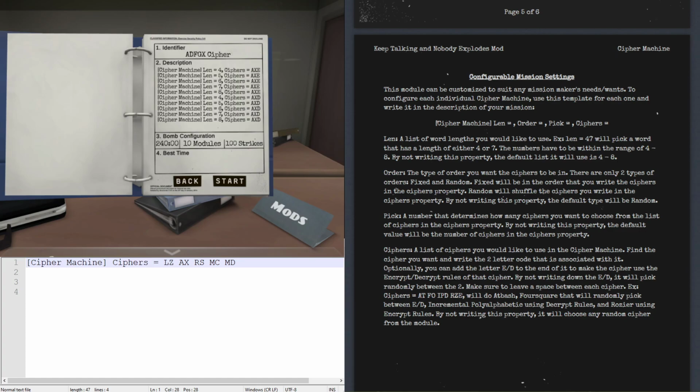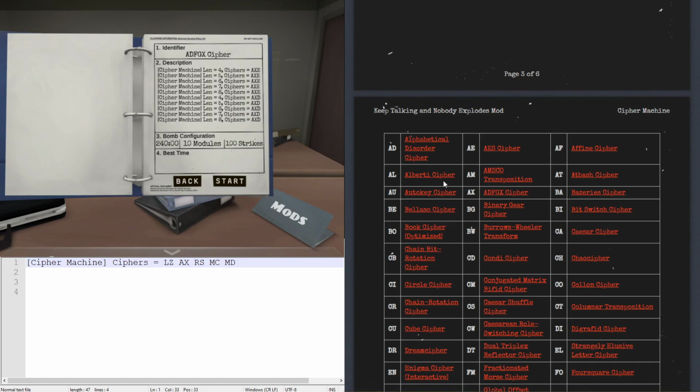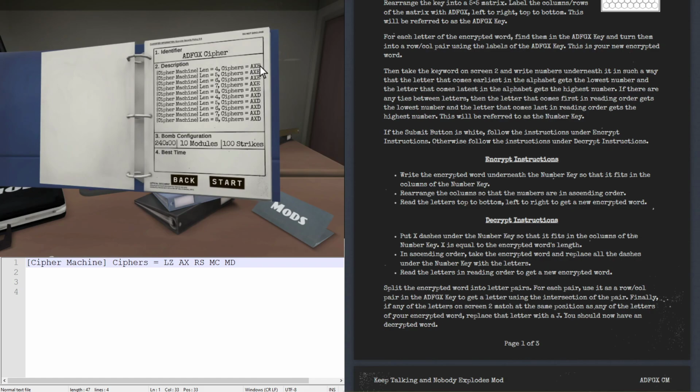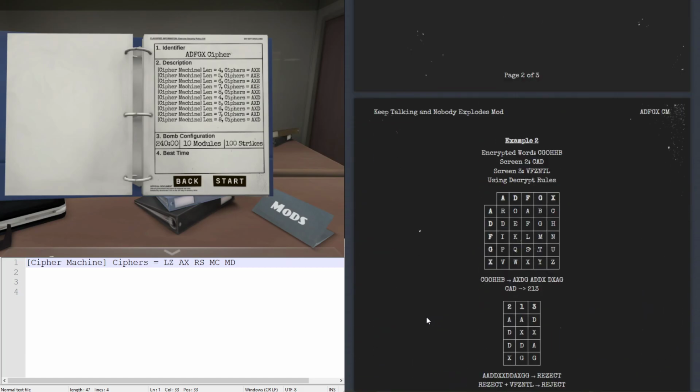Other things that you can add is optionally an E and D to the end of it to make the cipher use the encrypt or decrypt rules, such as ADFGX here, which is the AX, if I can find it right here, both have an encrypt or decrypt. If I want to specify encrypt, you see right here that I placed an E at the end, and 5 other ones that have a D at the end of it. So if I want to encrypt, I place it as such. If I want to decrypt, I place it like that. However, if I don't place anything in there, it will choose randomly between encrypt and decrypt.